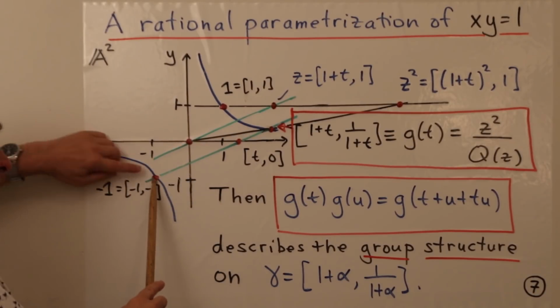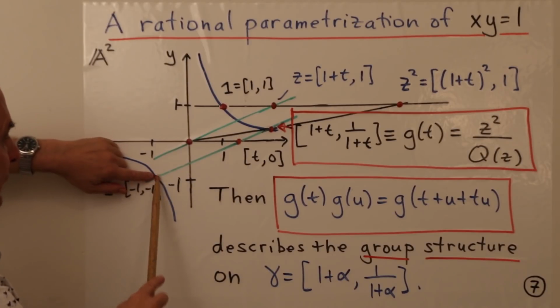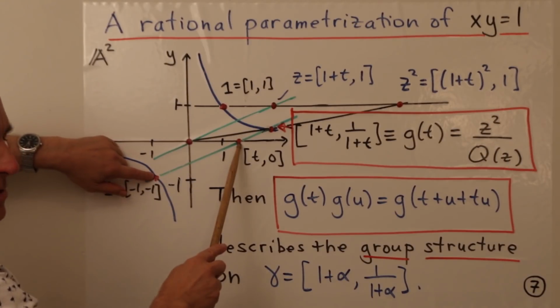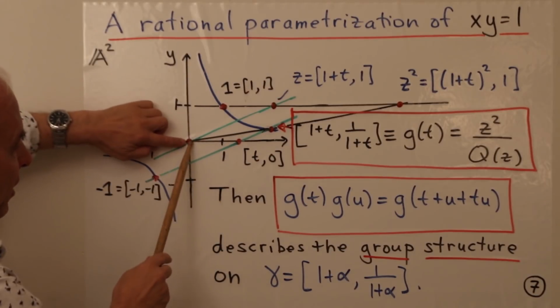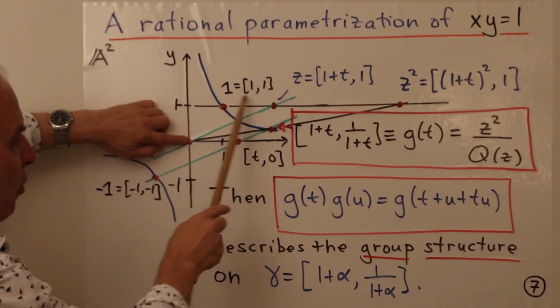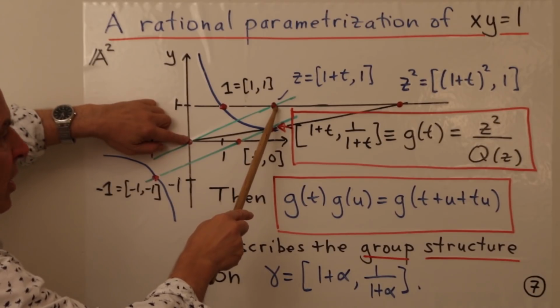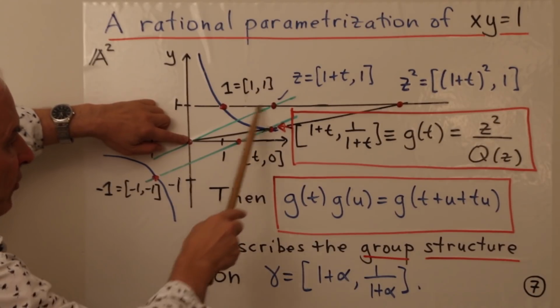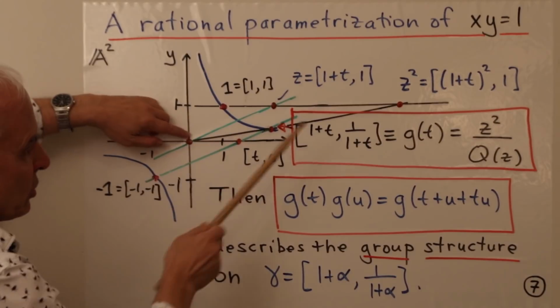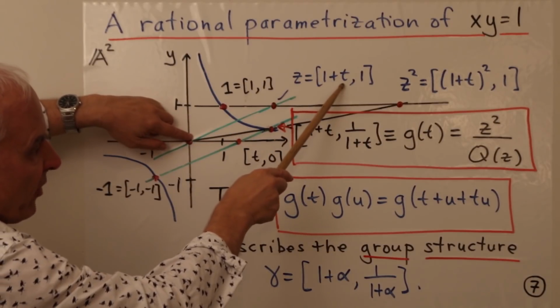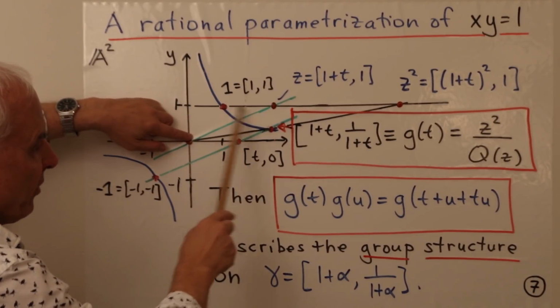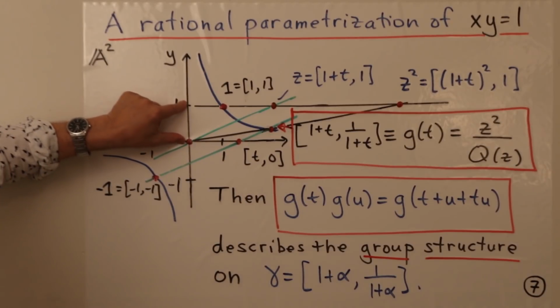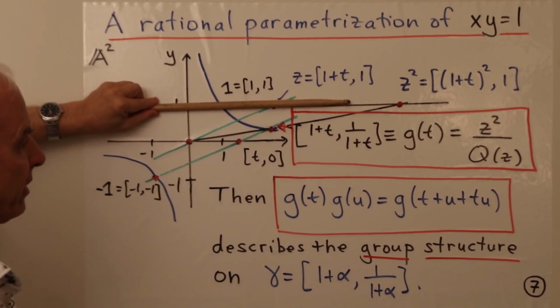Now, if you look at this line here, if you go up 1, you have to go over t plus 1 to get to this point here. So if we shift it up to here, if we go up 1 and then go over t plus 1, we're going to get a point also on this line here. So the point z, which is (1 plus t, 1), so 1 plus t over here and height at 1, is lying on this line here.